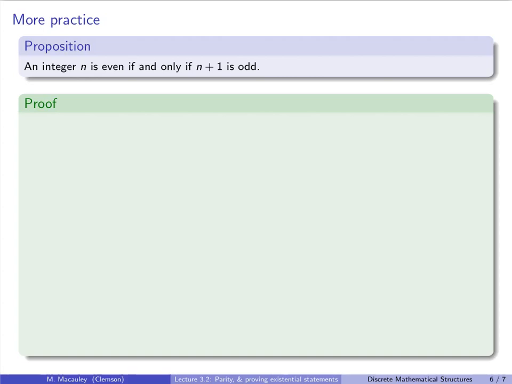Now here, this is an if and only if proof. So one thing that you probably might want to try first is to prove the forward direction and then the backwards direction. So let's just do that. And then when we're done, we'll see if there's a way that we can simplify the proof. So the proof, we'll start with the forward direction.